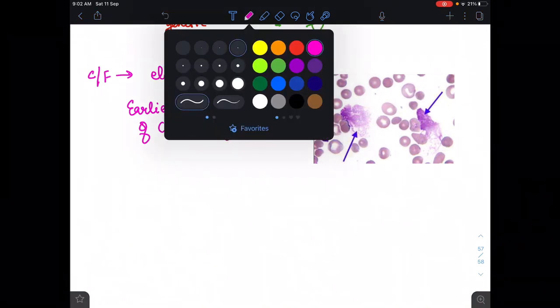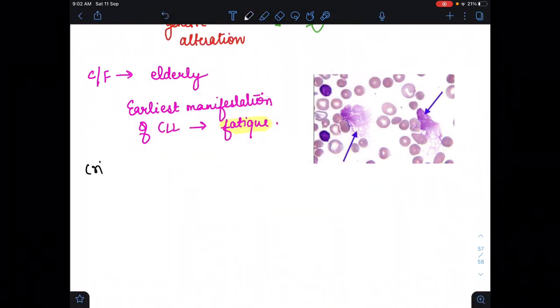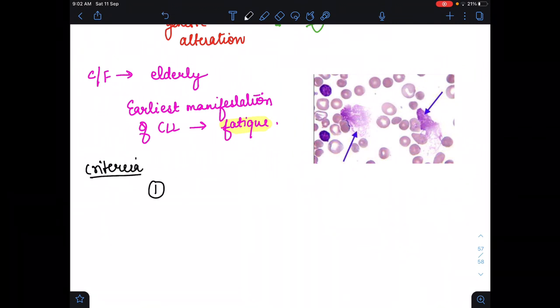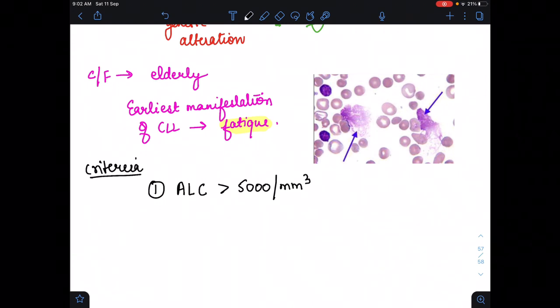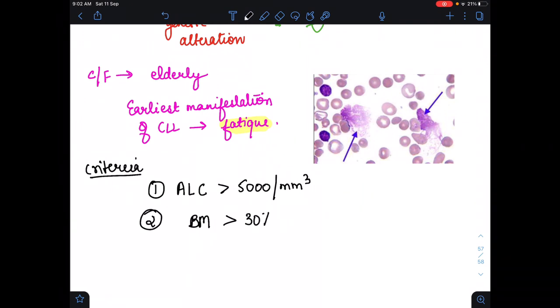Now, what is the criteria for CLL? The first criterion is that the absolute lymphocyte count is more than 5000 per mm cube. The second criterion is that in the bone marrow more than 30% lymphocytes are present.